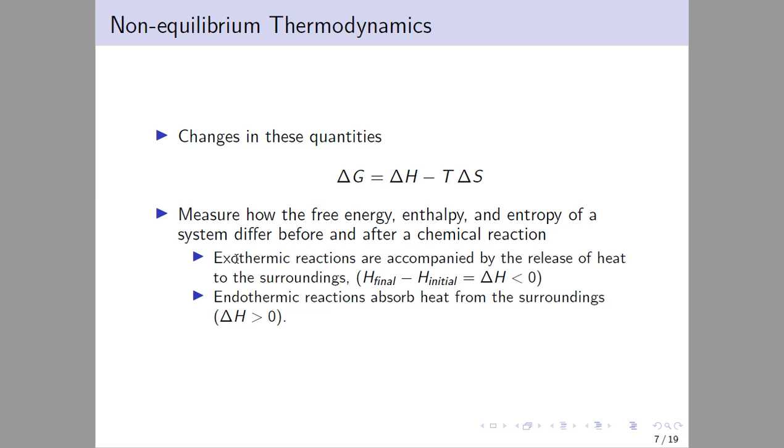Exothermic reactions are accompanied by the release of heat to the surroundings, H final minus H initial equals delta H. So here also, if this decreases and this increases, then delta G decreases. Endothermic reactions absorb heat from the surroundings, taking heat from the surroundings, so delta H is greater than 0. So if S increases and this increases, delta G also decreases.